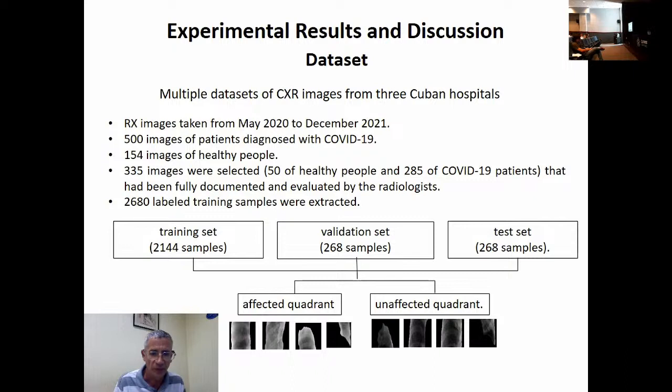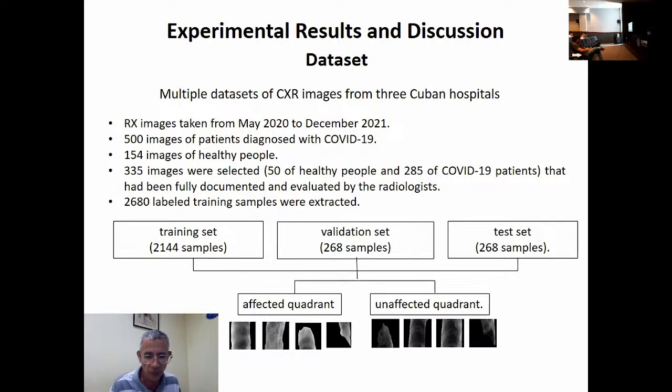Training and validation of the proposal take advantage of multiple datasets of CICESE images from Q1 hospitals. The images were taken from May 2020 to December of 2021, including 500 images of patient diagnosis with COVID-19 and 154 images of healthy people. From them, a group of 365 images was selected.